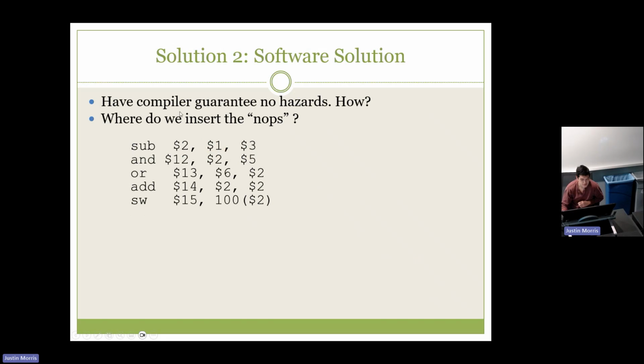So the software solution. We want to have this compiler guarantee that there's no hazards, right? So where do we need to insert these no ops? Do we have any dependencies between the sub and the and? Yes, where are they? This was right back in the decode. Register 2. What about between and or?